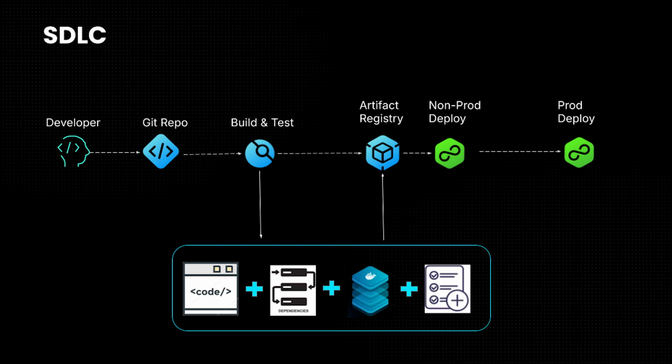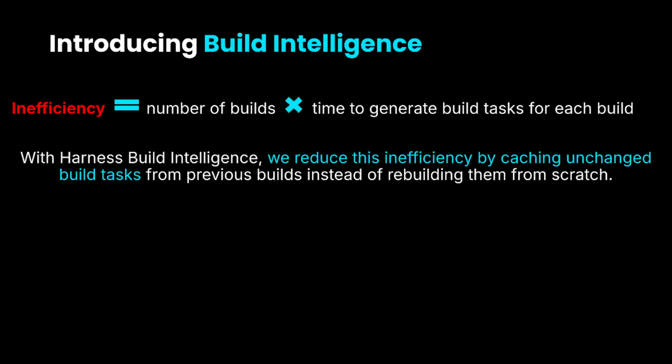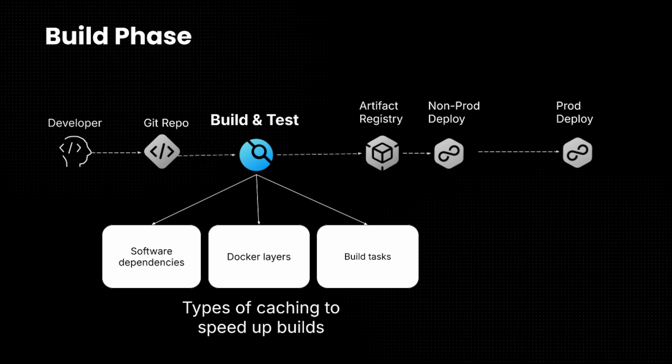With Harness Build Intelligence, we remove the inefficiency of rebuilding everything from scratch by caching unchanged build tasks from previous builds. This means faster builds, less waiting time, and a more streamlined development process. With Harness Build Intelligence, we're tackling the inefficiencies of traditional build systems by intelligently knowing what to do and, more importantly, what not to do. Unlike other tools like GitHub Actions, which re-download, rebuild, and retest everything every time from scratch, Harness leverages advanced caching mechanisms to save time and resources.